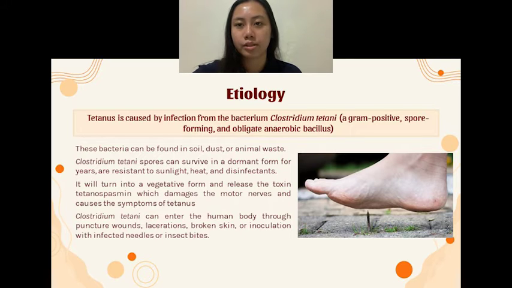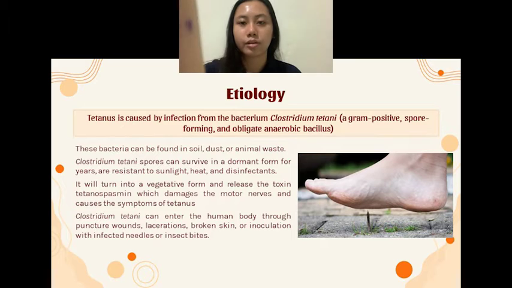Clostridium tetani spores can survive in a dormant form for years and are resistant to sunlight, heat, and disinfectants. These bacteria are not active until they find a place to grow. When bacteria enter through wounds on the body, which are good conditions for growth, cells will actively grow and divide. Clostridium tetani spores will turn into the vegetative form and release the toxin tetanospasmin. The toxin damages the nerves in the body that control muscles, the motor nerves, and causes the symptoms of tetanus.